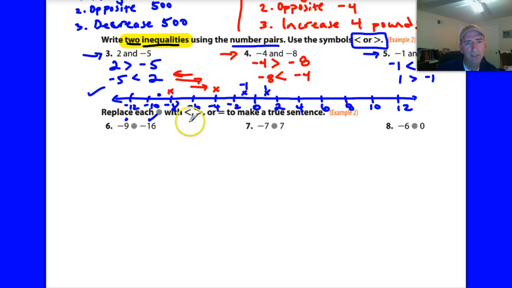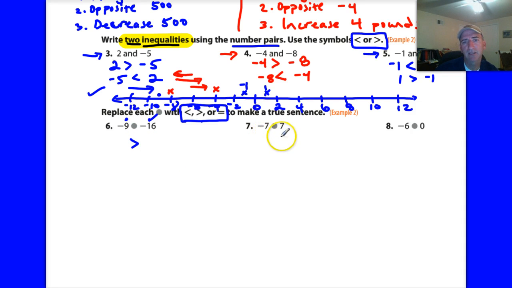So which way does this sign go? Is it less than, greater than, or equal to? So you have three choices in this question. Well, since negative 9 is over here, negative 9 is greater than. So that's your answer right there. Negative 9 is greater than negative 16.